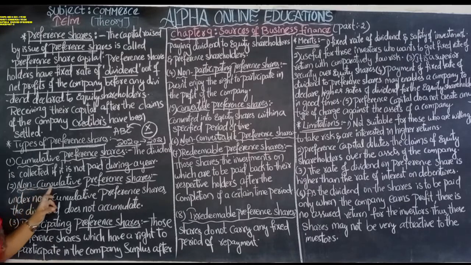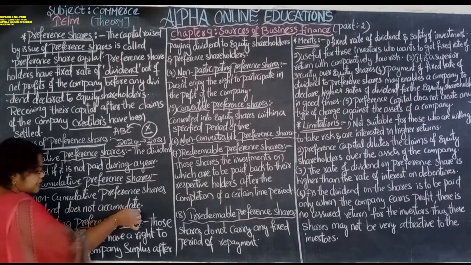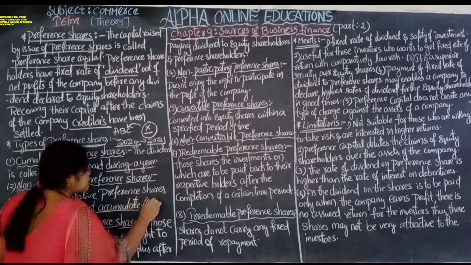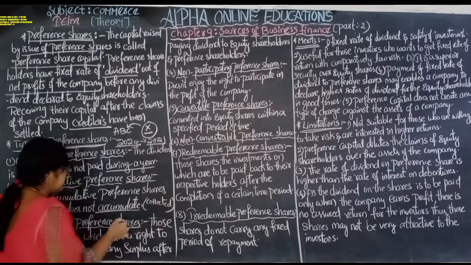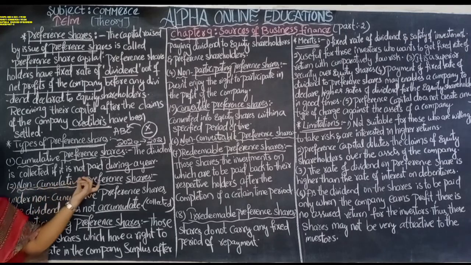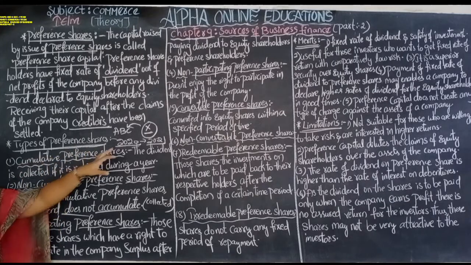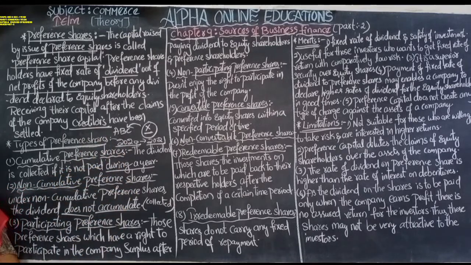Next, non-cumulative preference shares. Under non-cumulative preference shares, the dividend does not accumulate. Accumulated means collected. The dividend is not collected here under non-cumulative preference shares. The dividend is collected under cumulative preference shares. If they are not paid in 2020, they have to be paid in the future, in 2021. The company has to pay the dividend to the preference shareholders if they are cumulative. If they are non-cumulative, there is no need to pay.